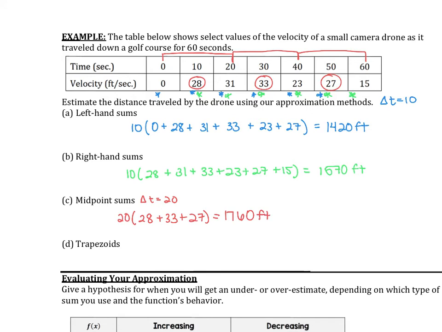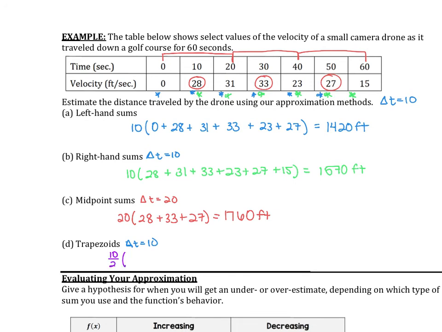And then finally for the trapezoid. Trapezoid, we're going to stick with delta t is 10. So on this trapezoid, we're still going to use delta t equals 10. Let's do the trapezoid in a different color. Okay, so we know a trapezoid, the height is going to be the number of divisions divided by 2.